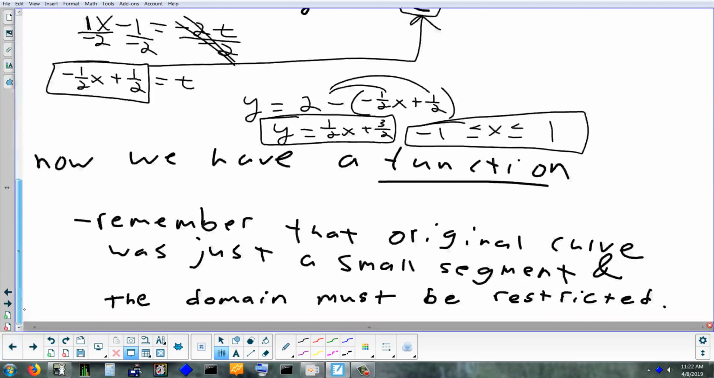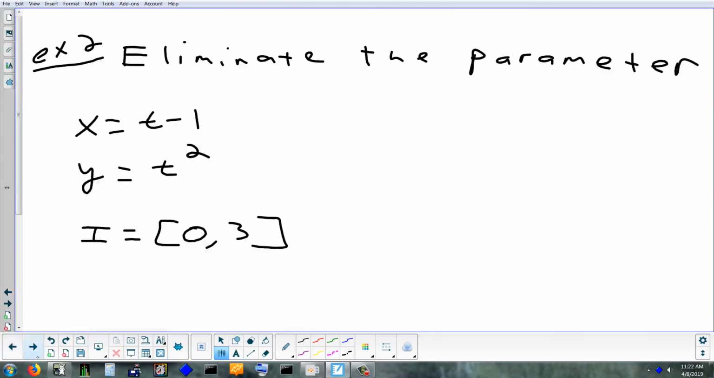Okay, let's try, I think I have one more, eliminate the parameter. Let's try this one. Okay, this time x is t minus 1 and y is t squared. And the interval, which in other words, these are the numbers you allow to plug in for t, is anything from 0 to 3. I mean, mathematically, could you plug in 4? Of course. You could do 4 minus 1 and get an answer, but they don't want you to. Okay?